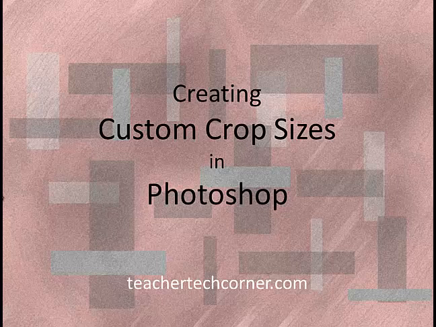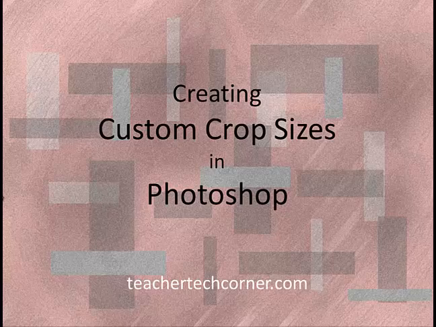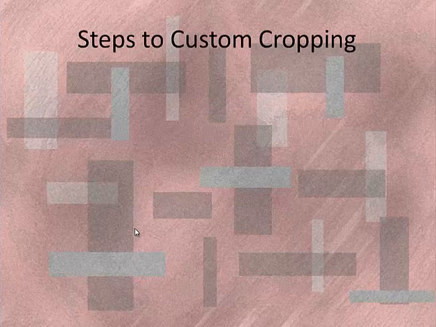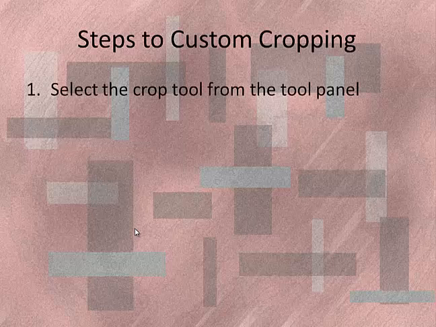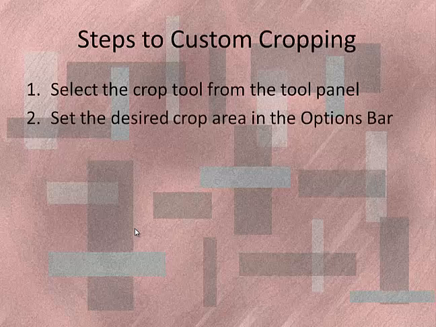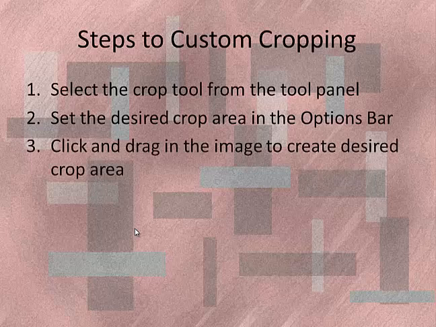This video will teach you how to create custom crop sizes in Photoshop. The steps to creating custom crops in Photoshop are relatively simple. First, select the crop tool from the tool panel. Next, go to the options bar and set the desired crop area in pixels or inches. Then, click and drag the image to create the desired crop area. The area that you choose will automatically be set to the settings in the options bar.